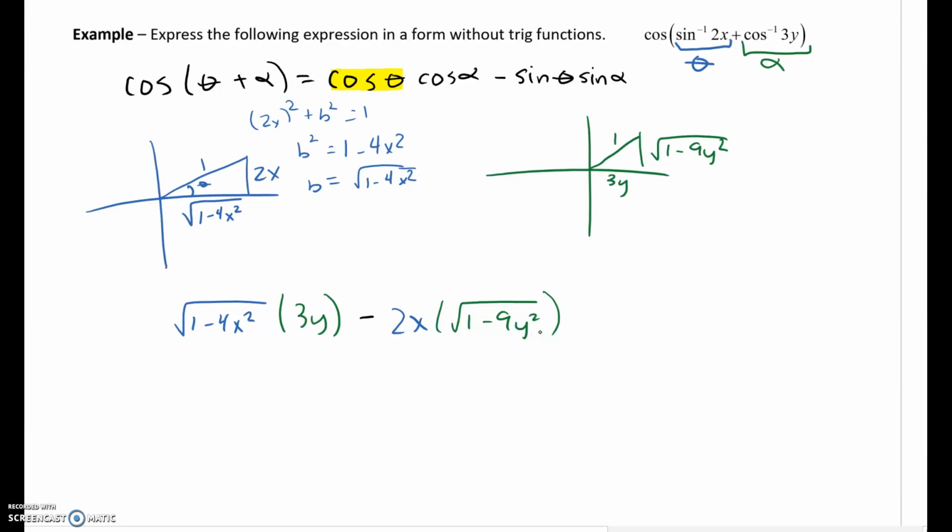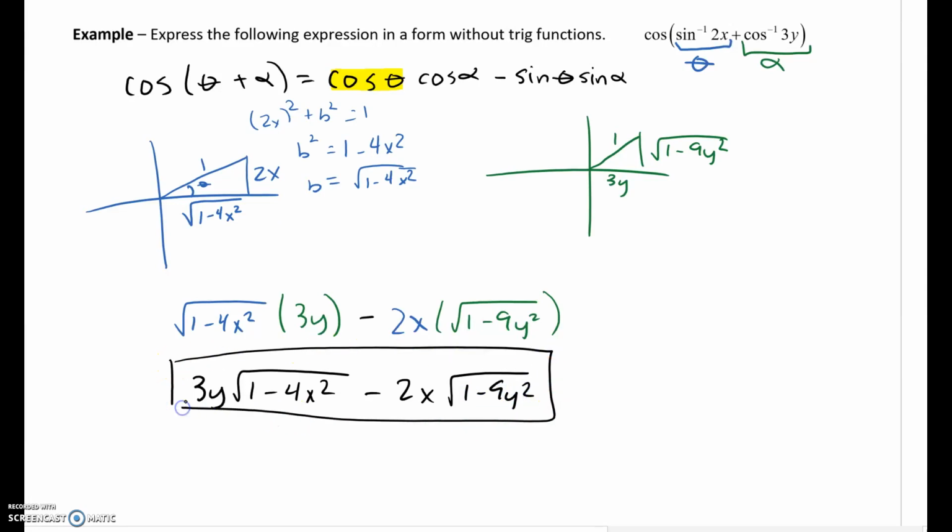Okay, so looking at that, you can't multiply outside of the square root to inside of the square root. So on the left side, we just have 3y. I'm going to put it in front because it's better to read. Times the square root of 1 minus 4x squared minus 2x times the square root of 1 minus 9y squared. And that's all we can do with it. So that's your answer. You can't multiply anything in. They're different roots. You can't combine them. You can't take the square root of those because they're not perfect squares. So those are the answers for that.